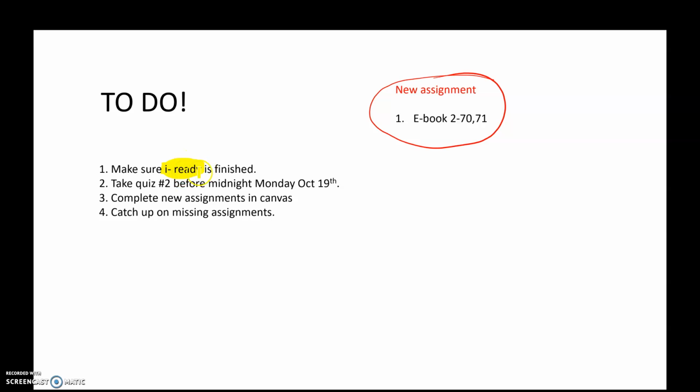No later than this Friday. And you just got to do the diagnostic, guys. Make sure you take quiz number 2 if you haven't done so. If you need to do a retake on it, make sure you study up and prepare for what you got wrong so you can do the retake and your scores will be averaged. Complete your new assignments in Canvas and catch up on any missing assignments.